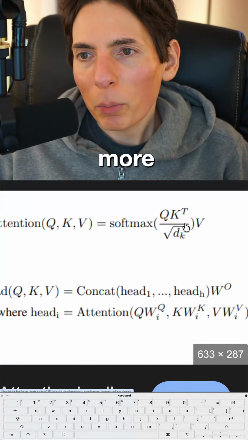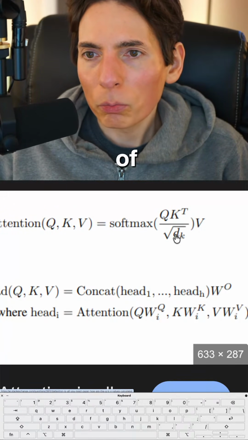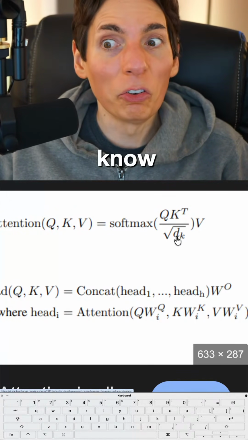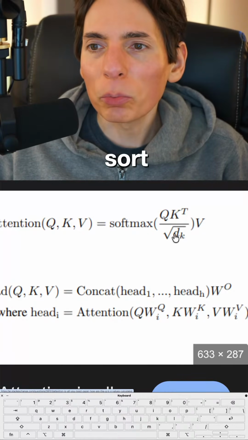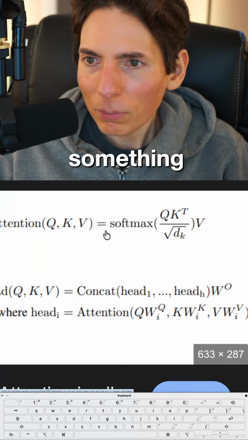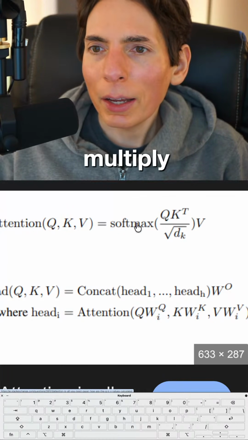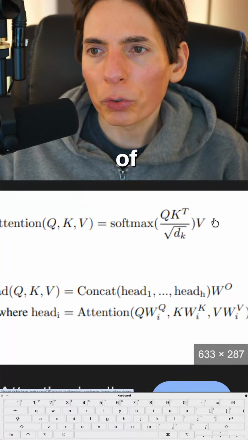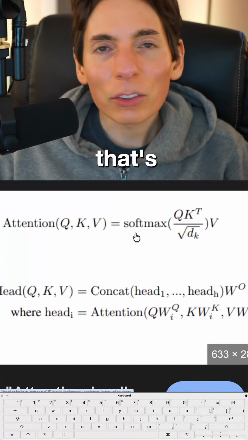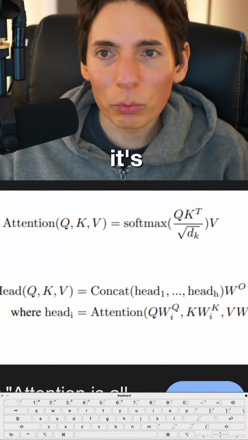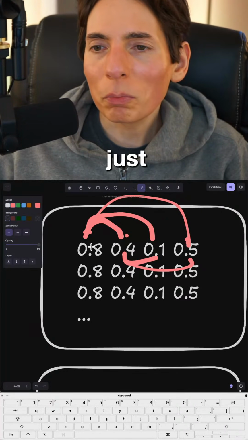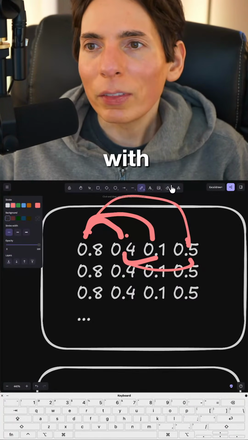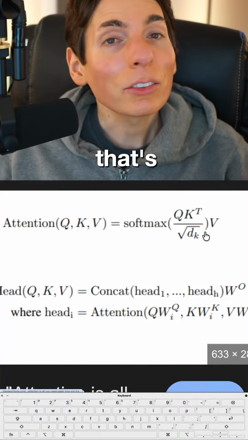And then you do a little bit more math. You take the square root of D. I forgot exactly what that is, I think it's some sort of number of values. Then you apply softmax and multiply by some sort of constant. That's all that is. I think it's actually really simple. It's just matrix multiplication with a little bit of extra math around it. That's attention.